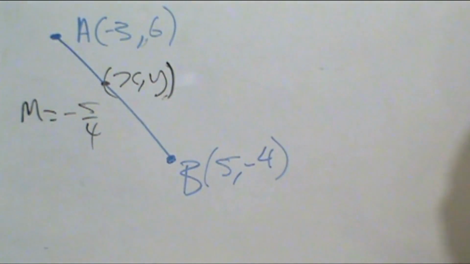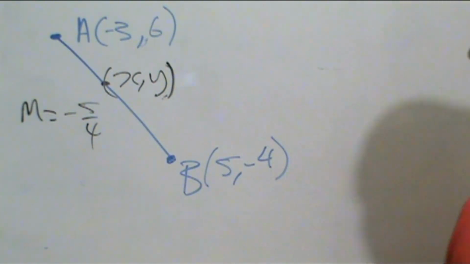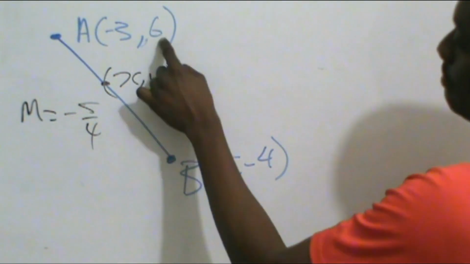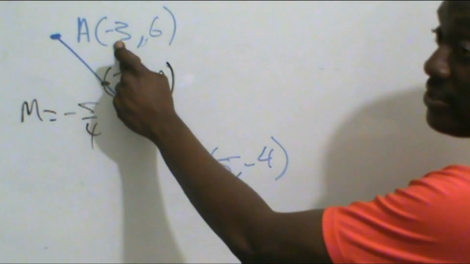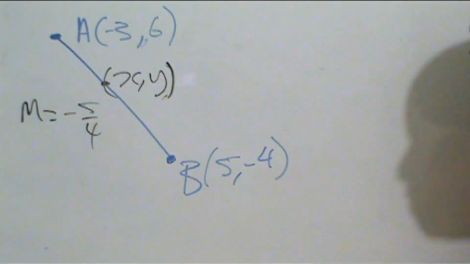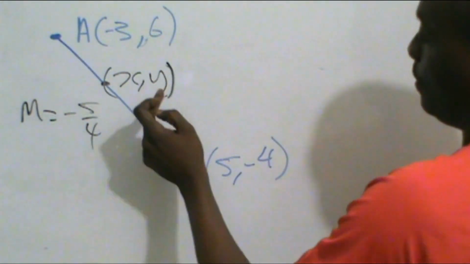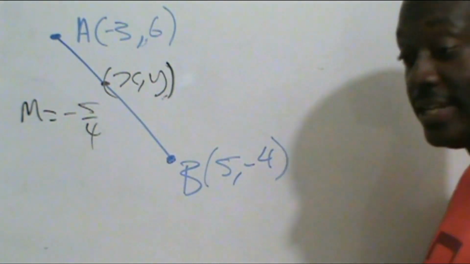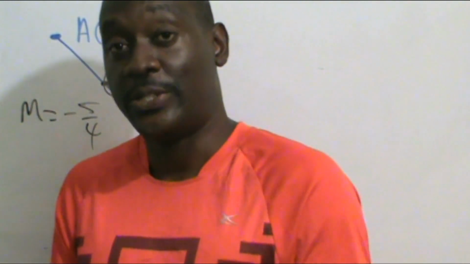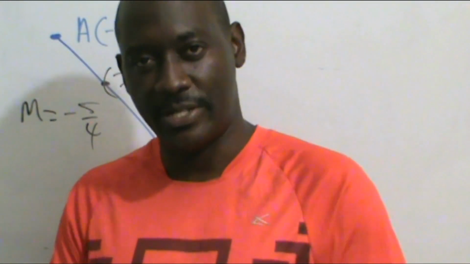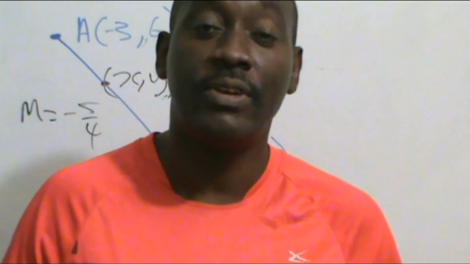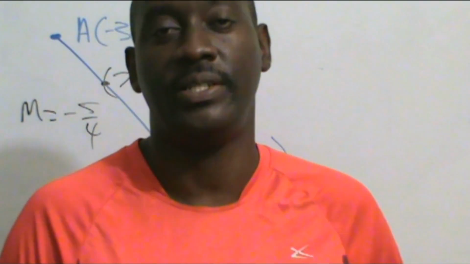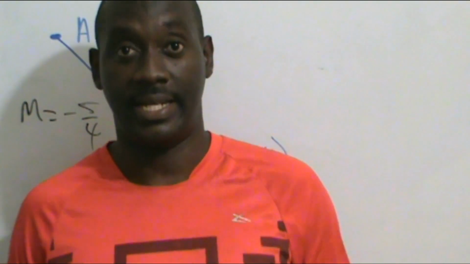Alright? So consider the fact that the gradient of this line is (y - 6) over (x - (-3)). The gradient of this line is also (y - (-4)) over (x - 5). Anyhow we look at it, same gradient, so you'll get the same equation. And I will demonstrate that to show you now that it doesn't really matter which point you use, as long as you have the gradient and one of the points, you could find the equation of any line.